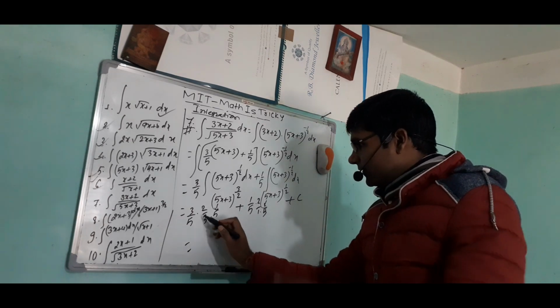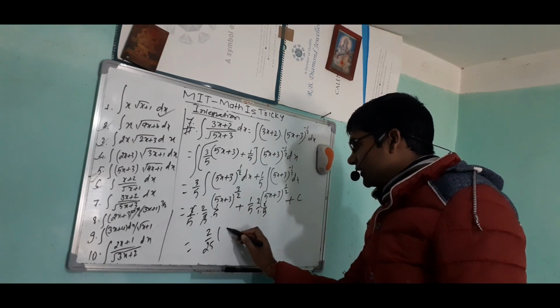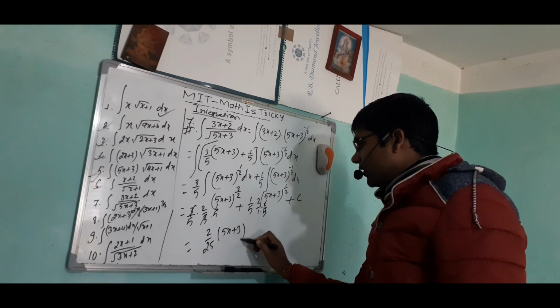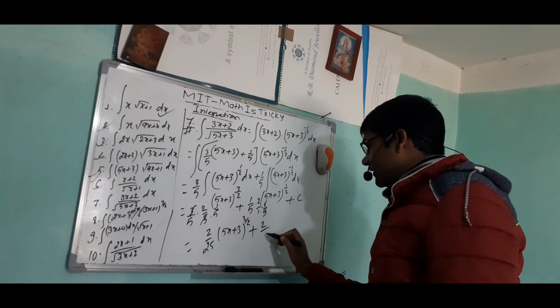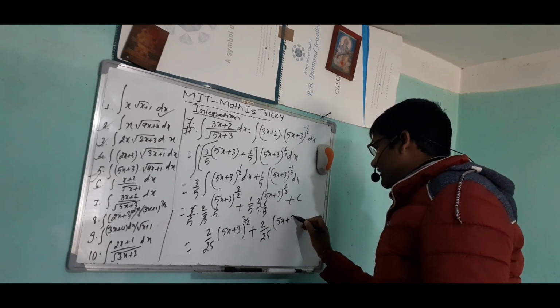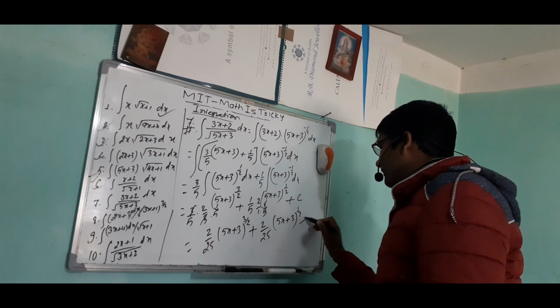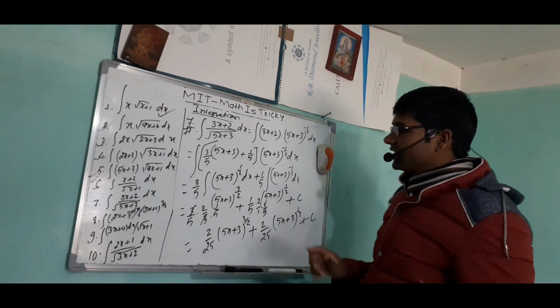So how much is this? 3 and 3 cancel, so it is 2/25 (5x+3)^(3/2) plus 2/5 (5x+3)^(1/2) plus c. It's a simplification, and I hope you are understanding this.